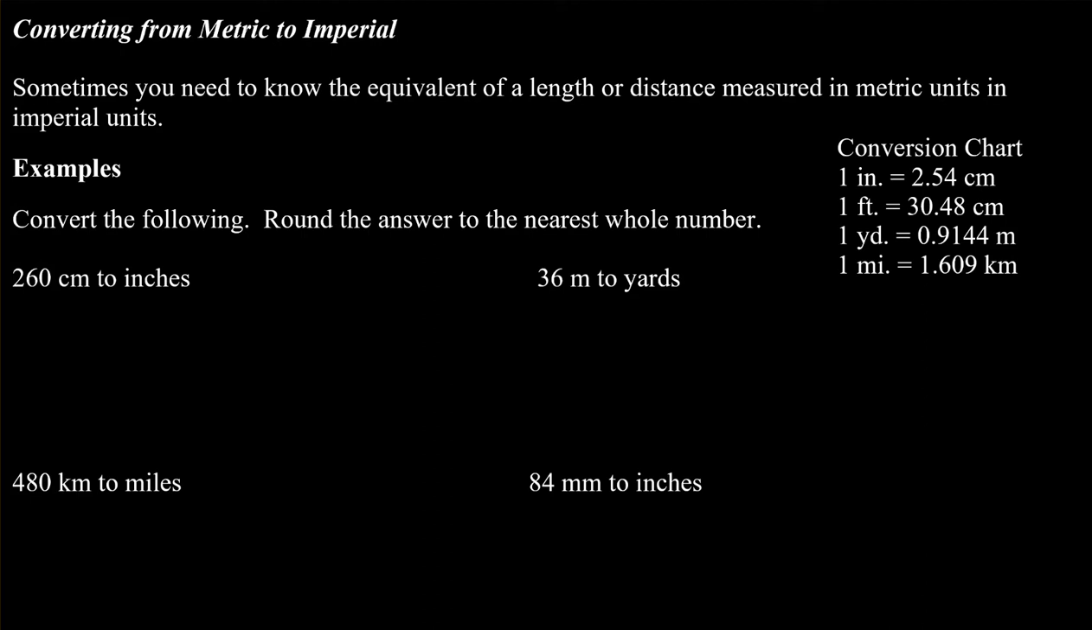We are going to be converting from metric to imperial units this time. It's slightly different than imperial to metric units. It's basically the exact opposite process. We're still involving all the same things. We're going to use our conversion chart here to make some conversion factors. But this time we're going to have to round. So it's asking us to round to the nearest whole number. That's all it is. Same thing as the last set of videos.